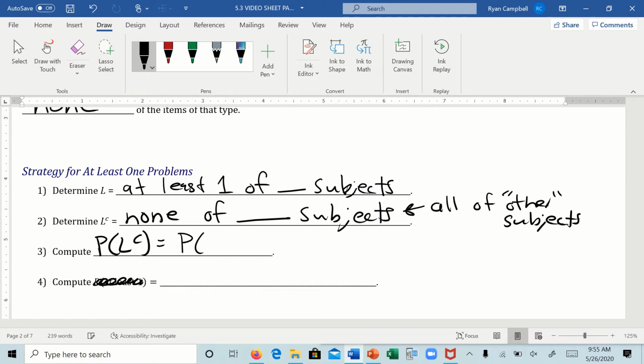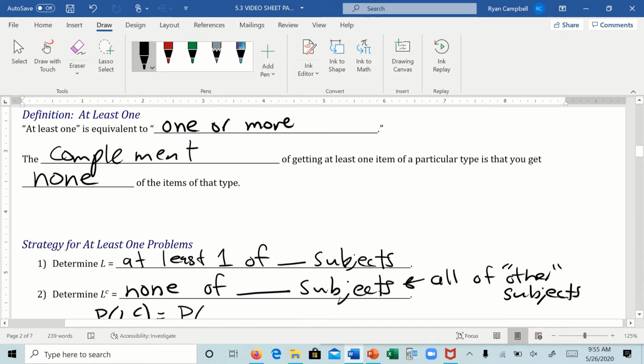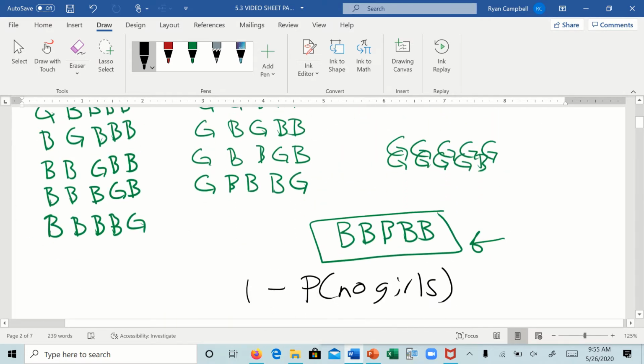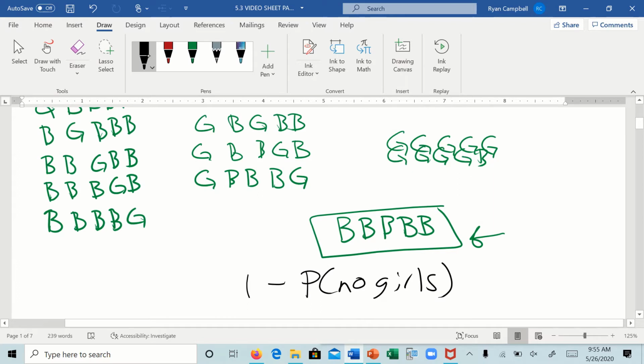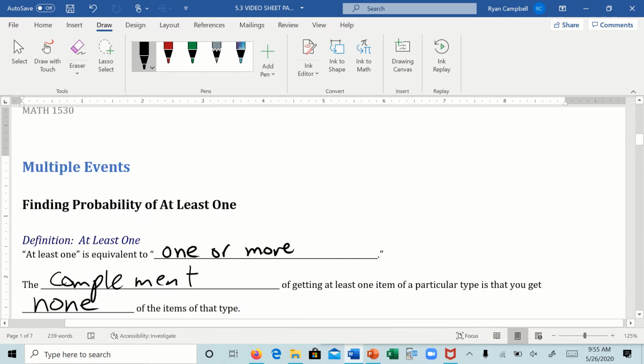So for step 2, a hint might be good: instead of saying none of something, you say all of the other something. So for instance, if we go back to here, right? No girls meant all boys, right? If we had no girls, then that's the same thing as saying all boys. So it might be easier just to figure that out.